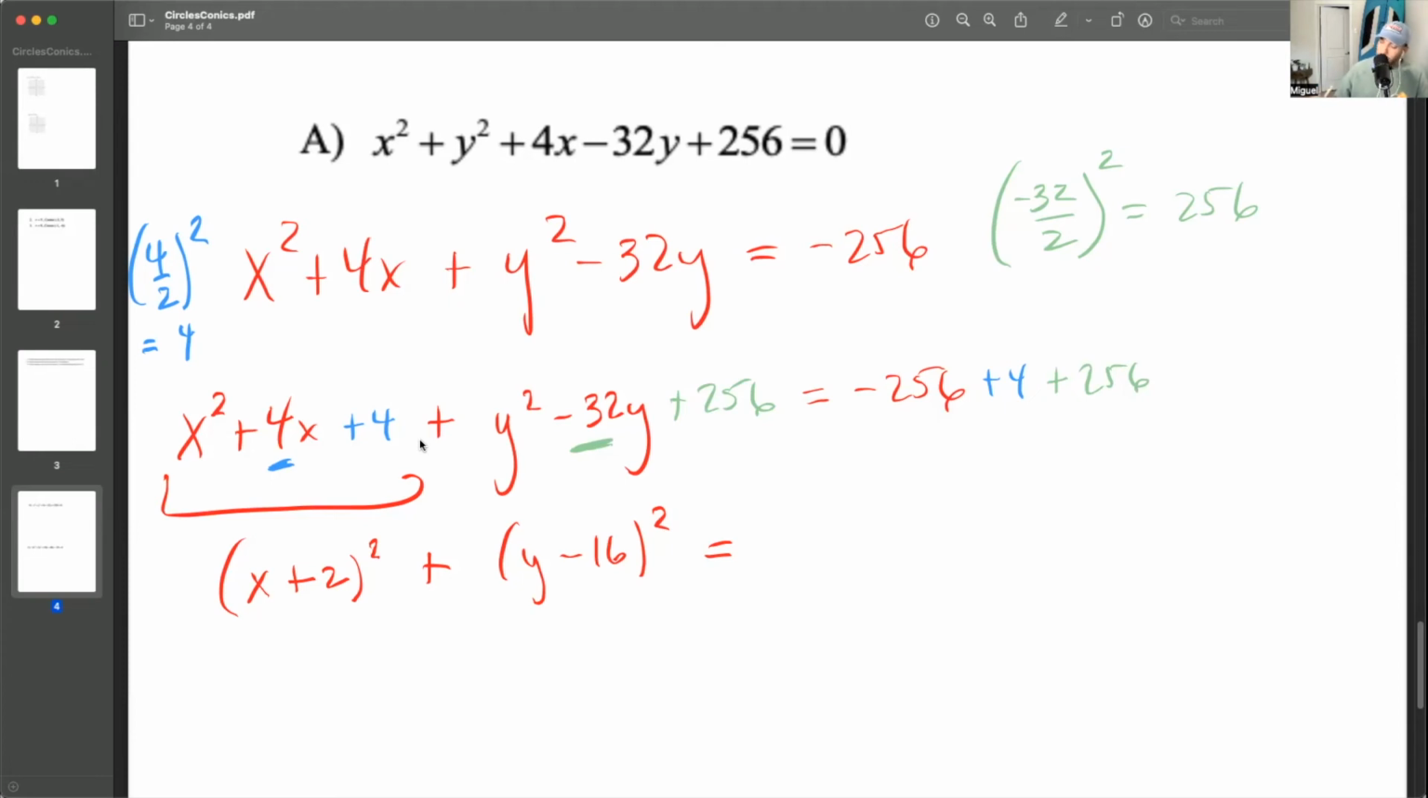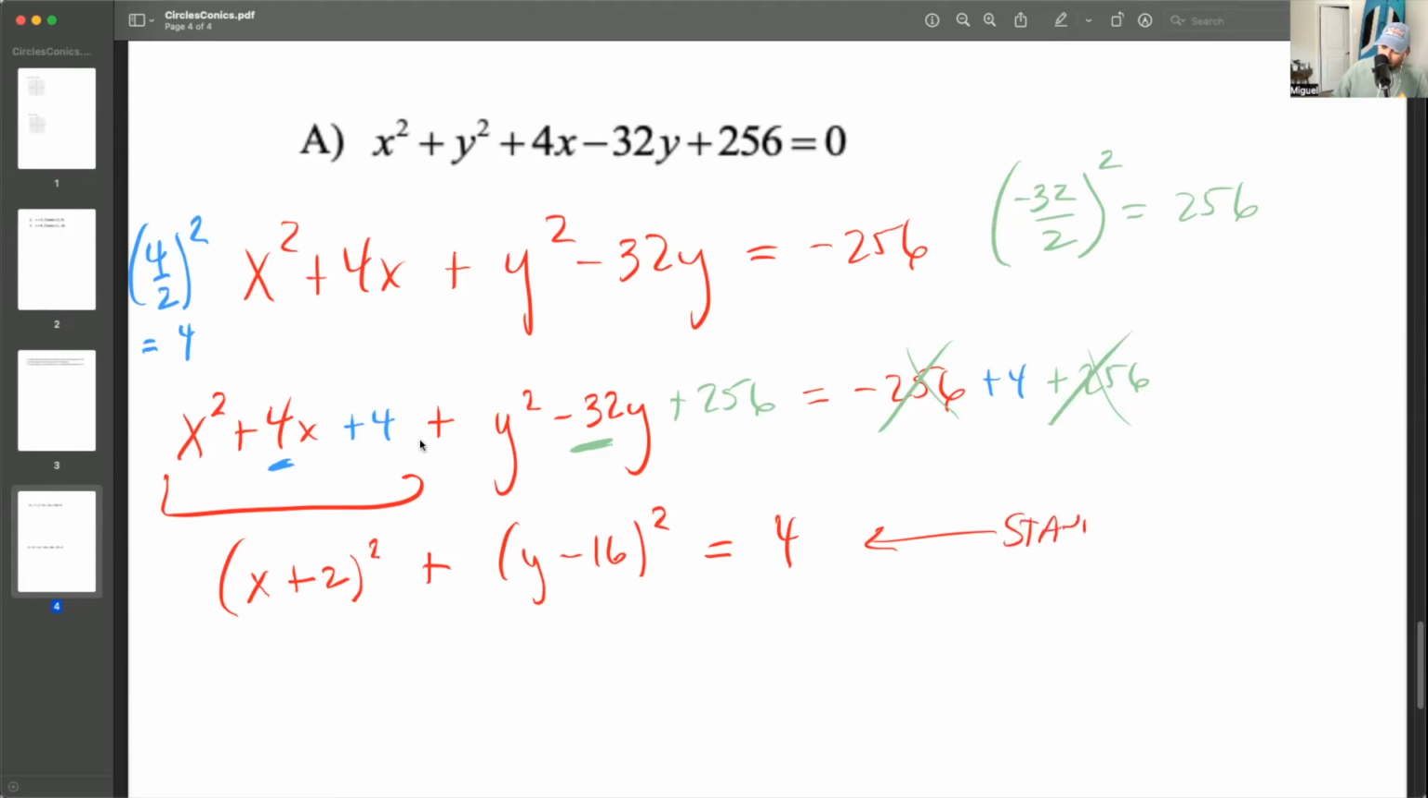So x plus 2 squared plus y minus 16 squared equals, and now on the right side, we have negative 256 plus 4 plus 256. Luckily for me, I don't have to do much work in my head or use a calculator because the 256 cancels out and we are left with a 4. Nice. This is standard form now.